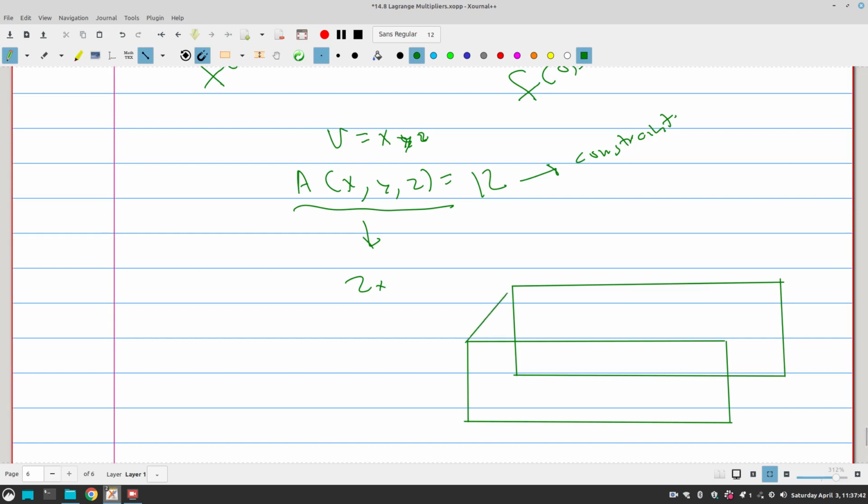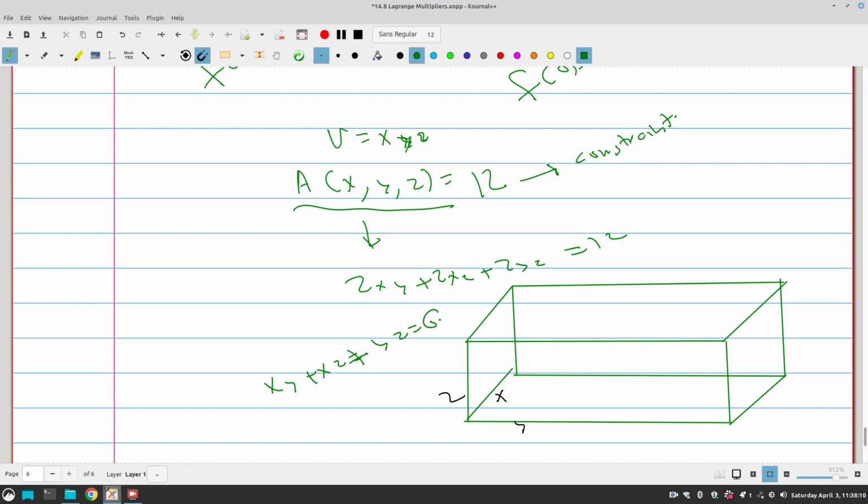Just join the rectangles. Right, and x, y, z. I mean, the area of the box is, of course, then 2xy plus 2xz plus 2yz. This is equal to 12, or xy plus xz plus yz equals 6, right?